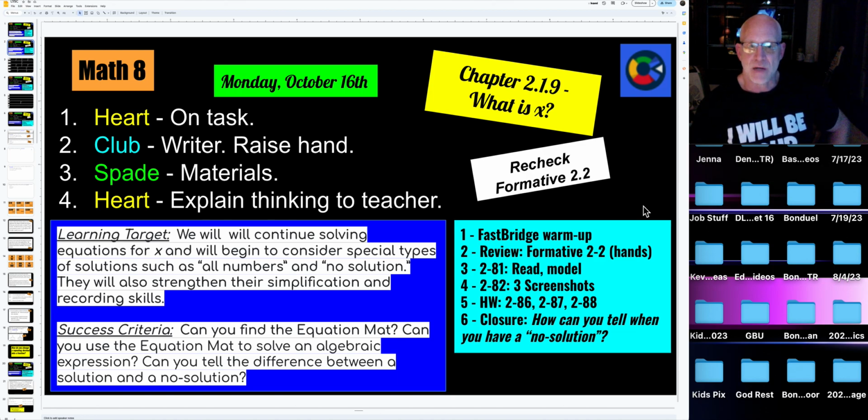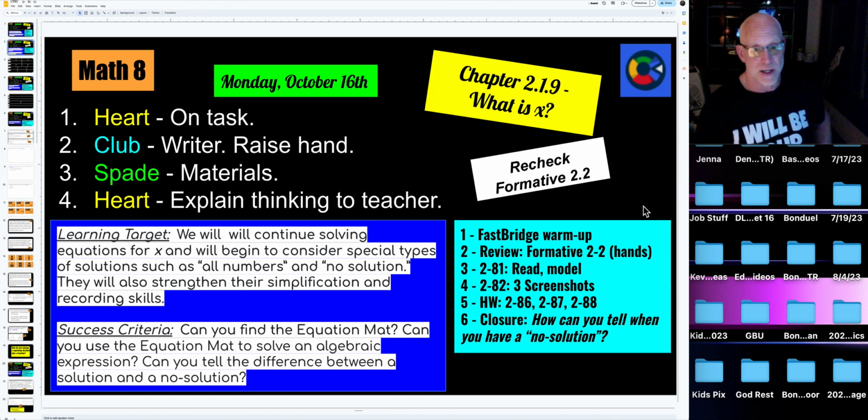Our learning target for today, we're still working with tiles. We're going to continue to solve equations for x, and we will begin to consider special types of solutions such as all numbers and no solutions. When you work out some of these, x is going to have a number as a solution, and for some of them, x is going to have no solutions. So we're going to have to be able to identify which ones have solutions and which ones do not. We will also strengthen our simplification and recording skills.